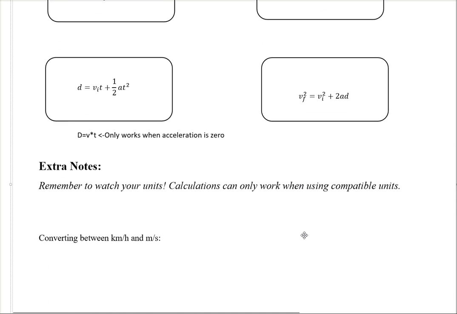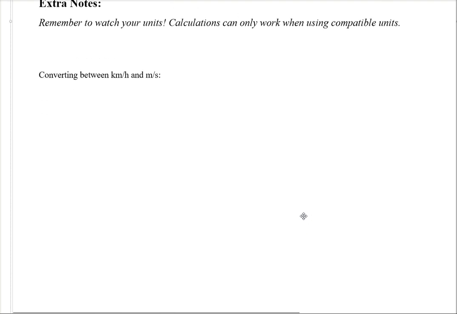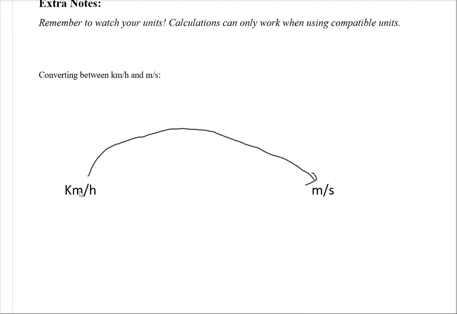One last note here, watch your units, make sure that your units are always the same. Things will only work when they're in compatible units. And the most common conversion you have to do is when you have to change kilometers per hour into meters per second. If you are ever turning kilometers per hour into meters per second, the kilometers are off by a factor of 1,000, the hours are off by 3,600, so it ends up just being a matter of multiplying by 3,600 divided by 1,000, or 3.6.